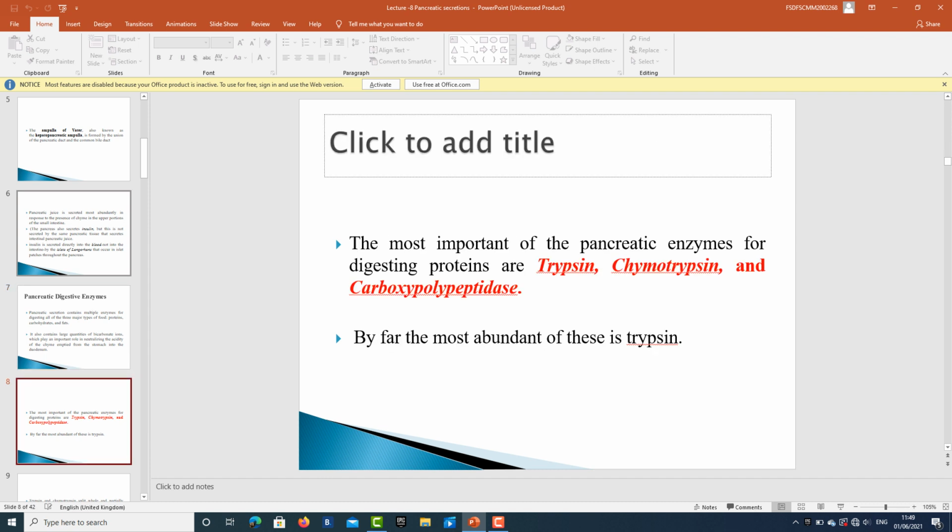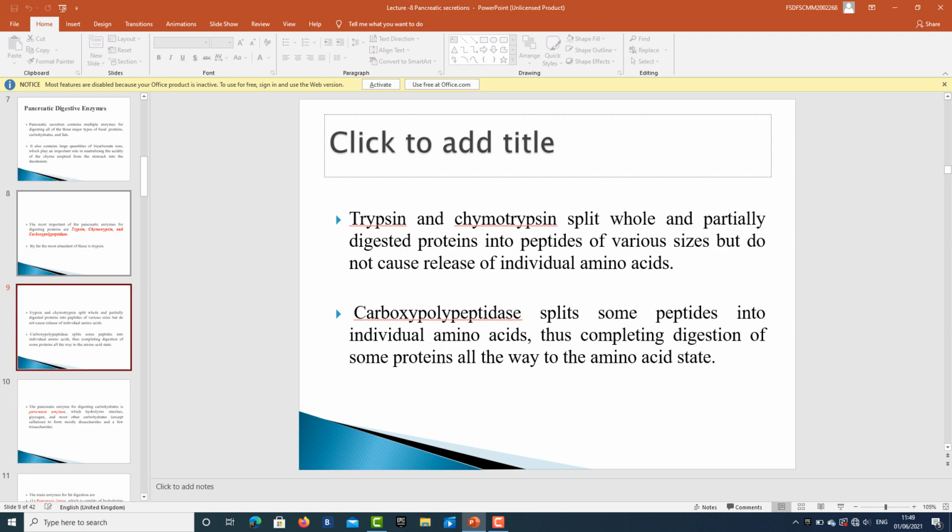The most important of the pancreatic enzymes for digesting proteins are trypsin, chymotrypsin, and carboxypolypeptidase. By far the most abundant of these is trypsin. Trypsin and chymotrypsin split the whole or partially digested proteins into peptides of various sizes but do not cause release of individual amino acids. Carboxypolypeptidase splits some peptides into the individual amino acids, thus completing digestion of some proteins all the way to the amino acid state.